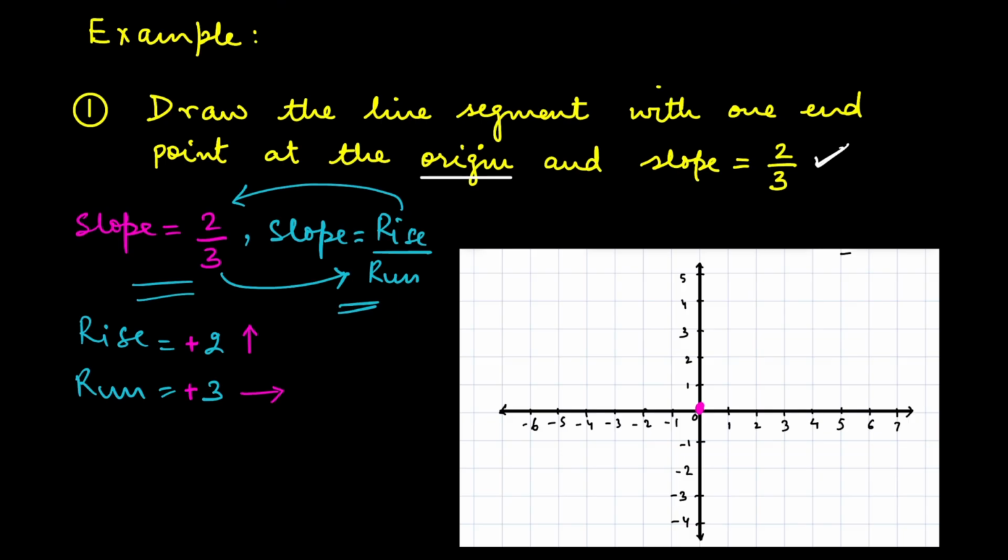Now how do we take the other endpoint? So this is one endpoint which is given, and the other endpoint, when we measure here, is 2 units from the origin in the upward direction. So 1 and 2. We stop here and then from there we have to take 3 units towards right. So 1, 2 and 3. We stop here. So this point is now the endpoint of the line segment. So we mark it as A and join these two. So this is the line segment with the slope 2/3.